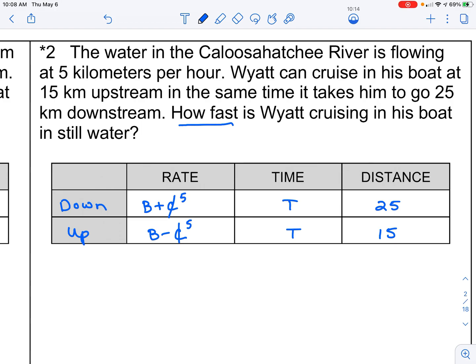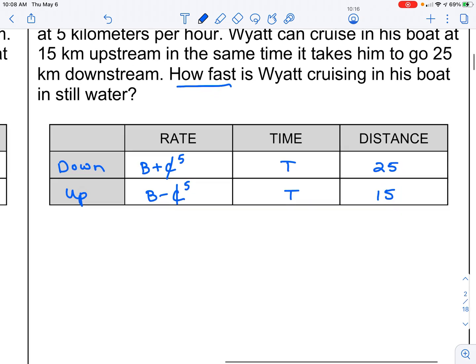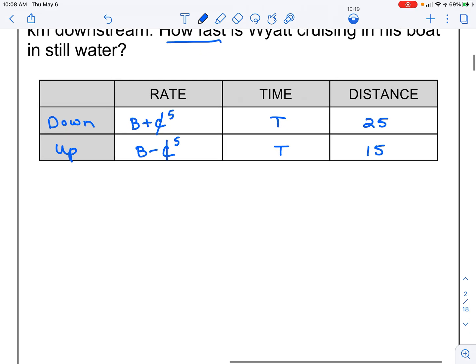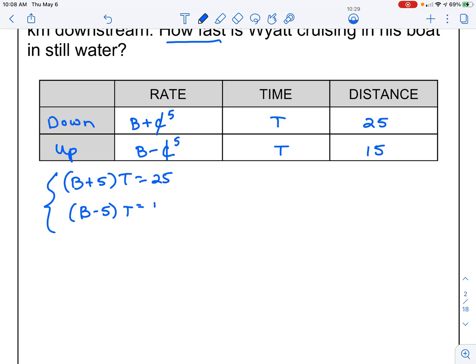And our time is going to help us figure out how fast Wyatt was cruising in his boat in still water. Okay, so let's go ahead and set up our system. So we have (B plus 5) times time equals 25, and (B minus 5) times time equals 15. Let's go ahead and distribute this out here to the right. So I'm going to have BT plus 5T equals 25. And I'm going to have BT minus 5T equals 15.